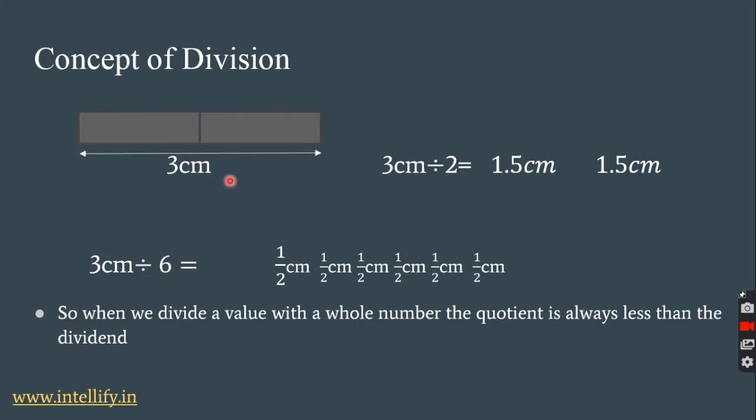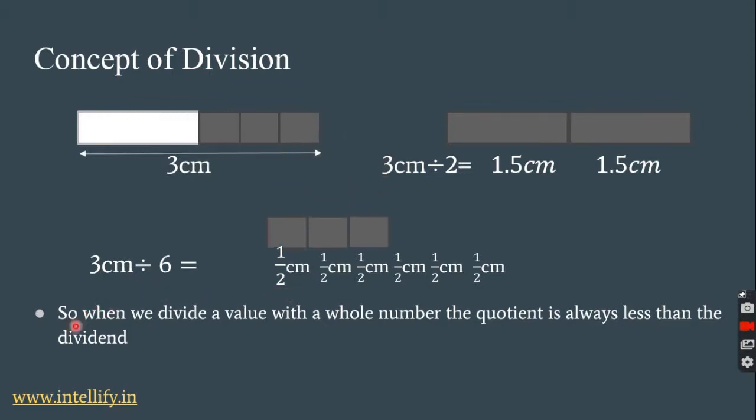Let's have a quick look on how division works and how to work out division with fractions. So suppose this is a 3 centimeter strip. We can divide it into two equal parts of 1.5 centimeter or 1 by 2 centimeter. Or if we divide it into 6 equal parts, we get each part to be half a centimeter. So when we divide a value with a whole number like 2 or 6, the quotient is always less than the dividend. So we can see 1.5 is less than 3 and half is also less than 3.